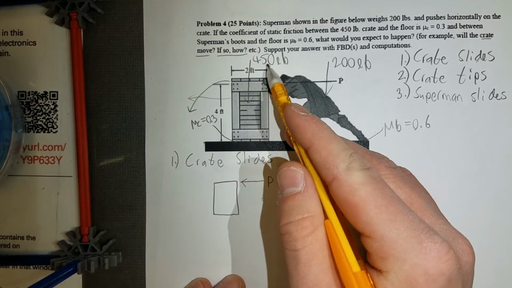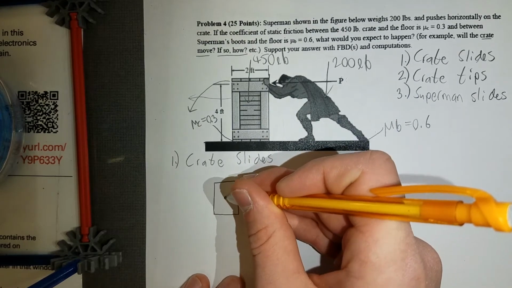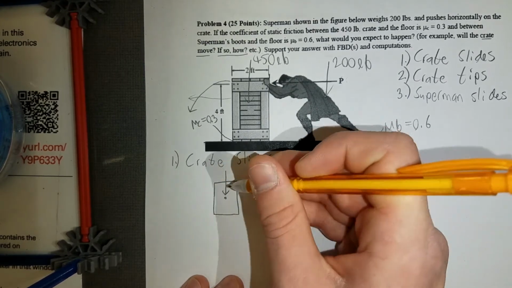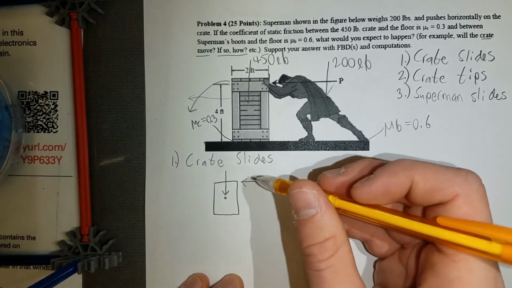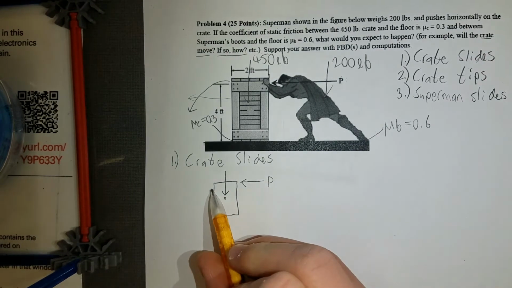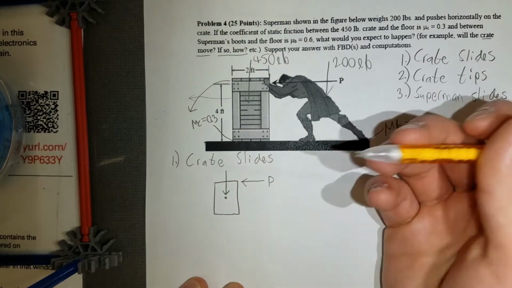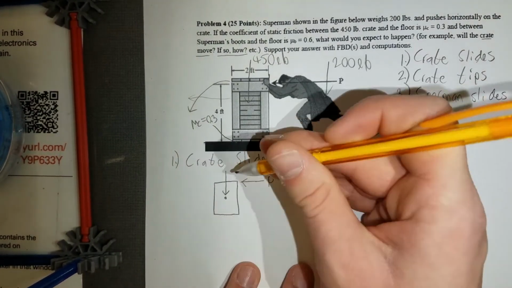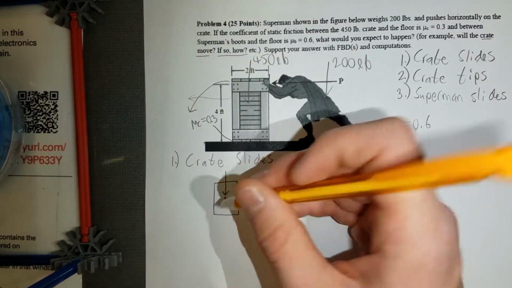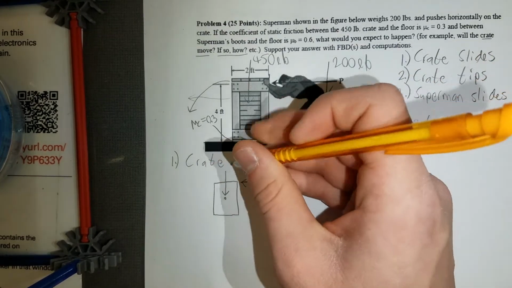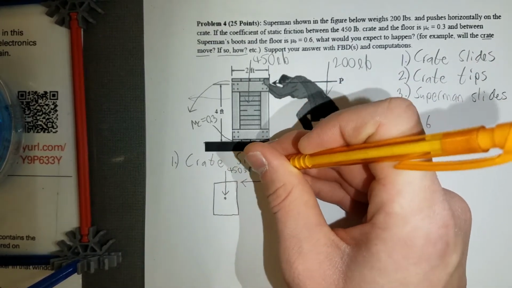We're going to have the 450 pounds, which is going to be acting in the center. For this drawing, it doesn't quite matter so much as long as you have it pretty much centered where it would be. As far as up and down, it doesn't quite matter, but typically know that it would be acting in the very center of the object. And then that'll be 450 pounds.